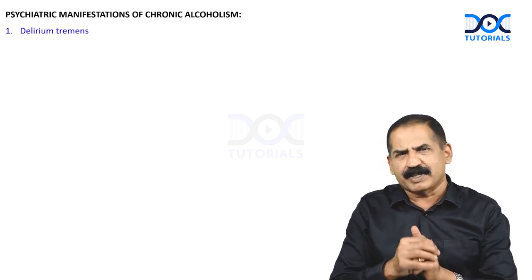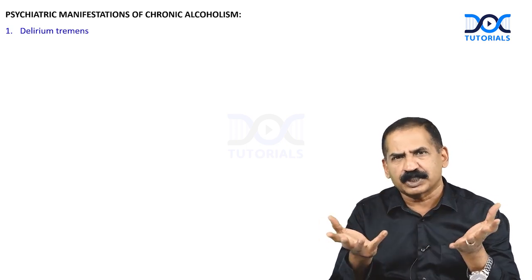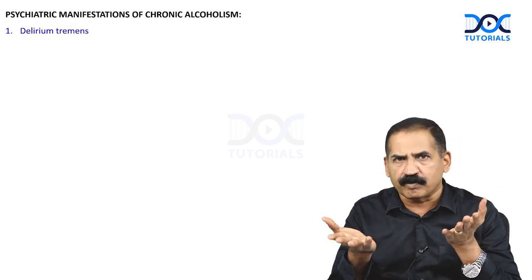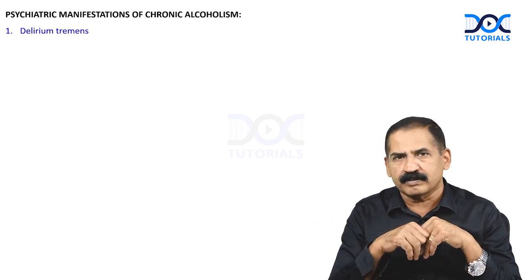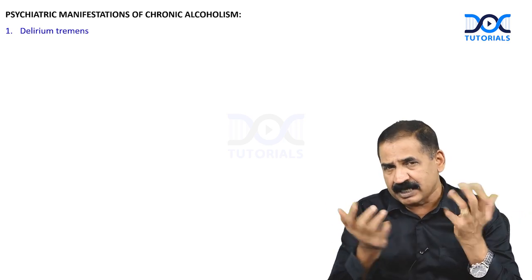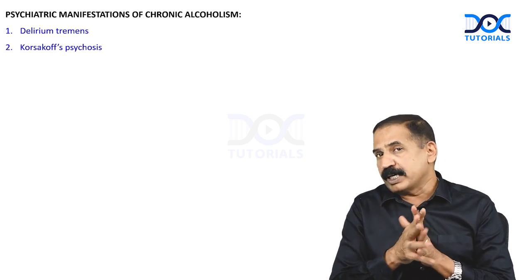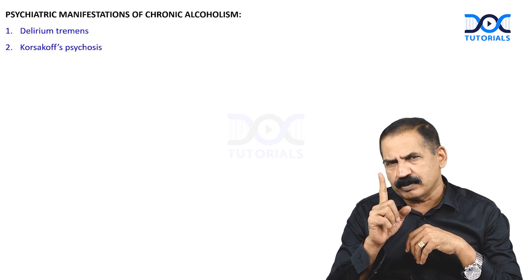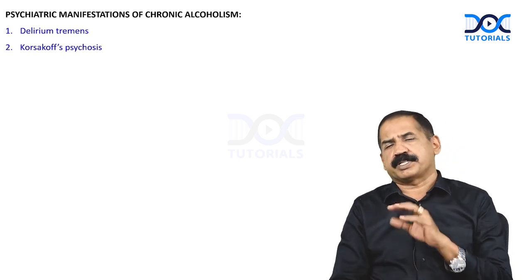One is delirium tremens. A chronic alcoholic, when he suddenly stops intake of alcohol, or if he suffers a fracture of a long bone, or is exposed to excessive cold, hypothermia, or some infections, then it may precipitate delirium tremens. It also may give rise to a condition called Korsakoff psychosis. In Korsakoff psychosis, the main feature is confabulation.